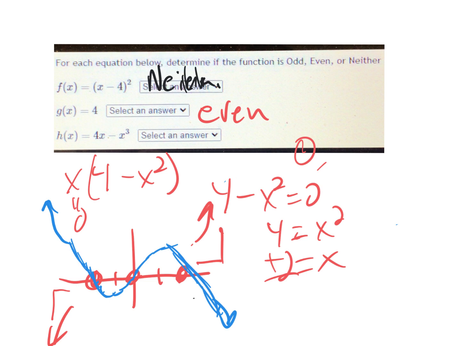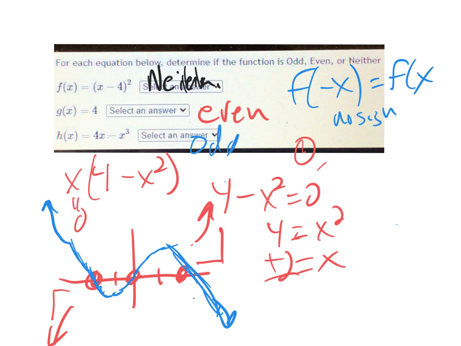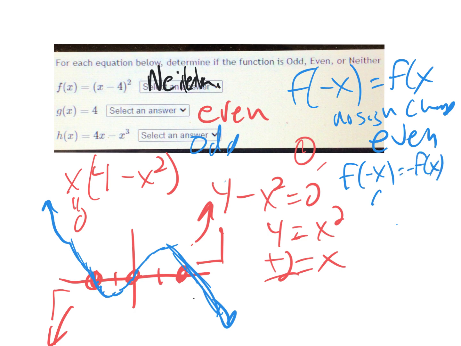So I hope that answers your question about how to answer these kinds of questions. I really like, and I encourage you to embrace, f of negative x equals f of x: no signs change. That's an even function. And then f of negative x, if that equals negative f of x, that means all signs changed. That means it's an odd function. And if it's only some, it's neither. Okay. Hope that helps.